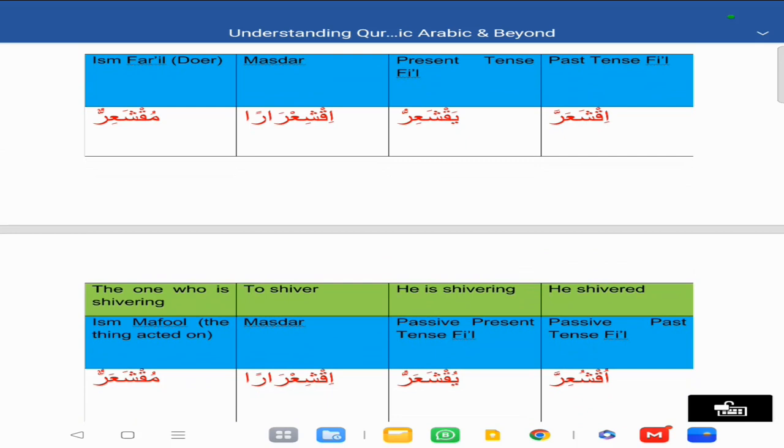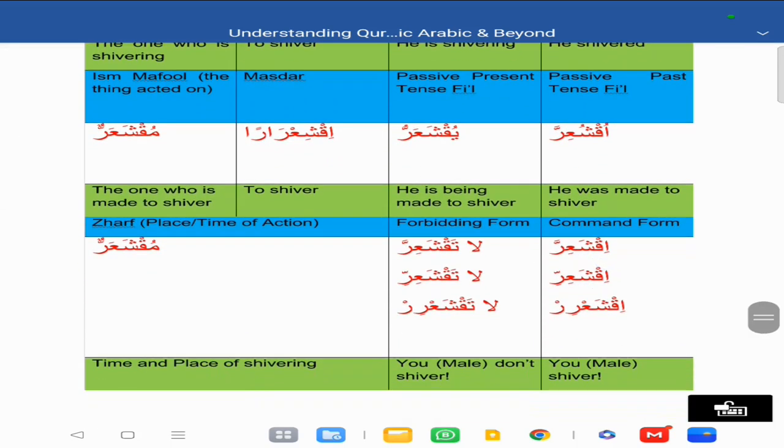And the forbidding form, again the present tense, yaqsha'irru, take the anta version, put a lam at the front, and then the three forms to make it lightest, shadda with the fatha and then shadda with the kasra, split the two ra's up in the third form, and the ain kasra transfers over to the ra, and then you have a sukoon at the end to make it lightest, la taqsha'rir, you may not shiver. And the zarf, the place and time of shivering, is muqsha'arrun, the same as the ism maf'ul.